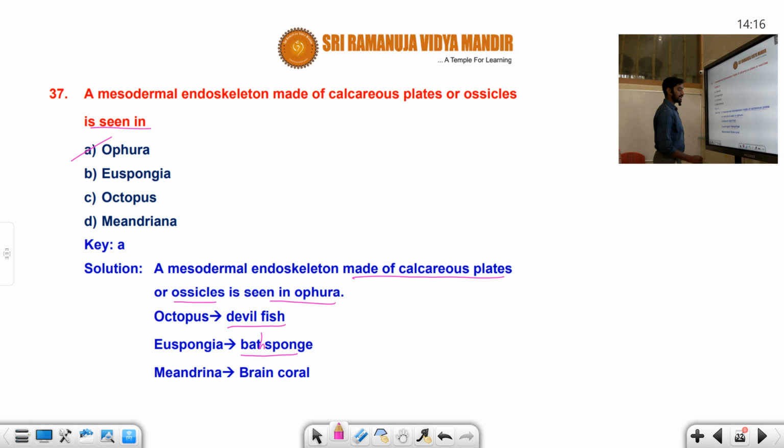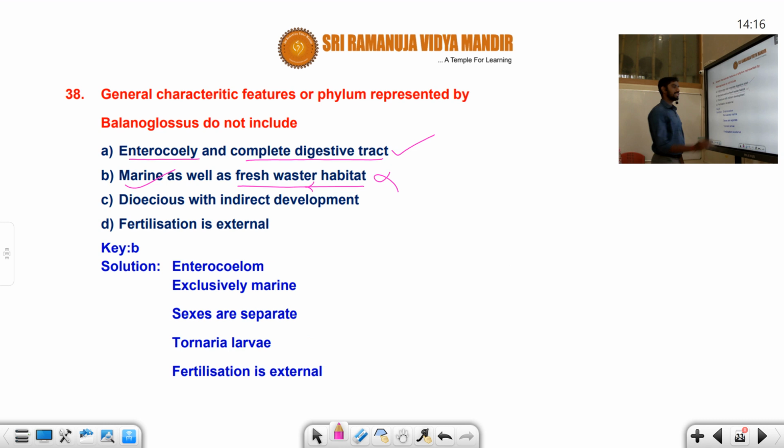It is dioecious with indirect development. That is correct. It has a larva known as the Tornaria larva, which resembles the Bipinnaria larva of Echinodermata. And fertilization is external. This is also correct. So the 38 correct option is B. Enterocoelom is also called the true coelom or body cavity, exclusively marine, sexes are separate, Tornaria larva, fertilization is external. So this is about the 38, Balanoglossus, also called Hemichordata information. So for 38, the correct option is B.